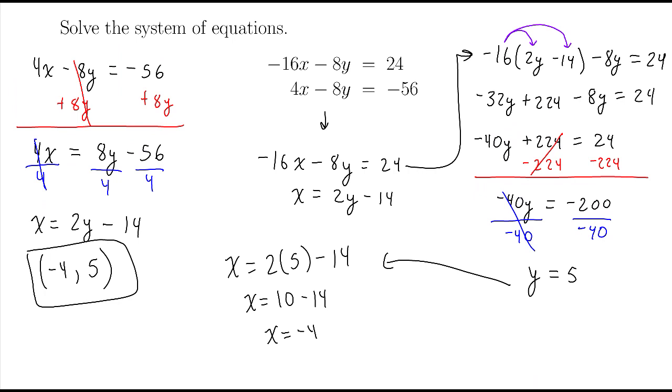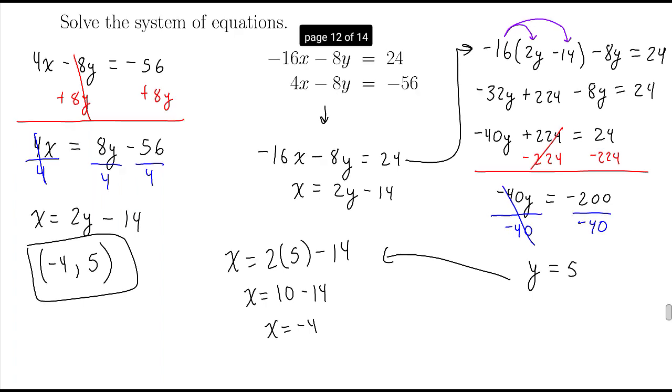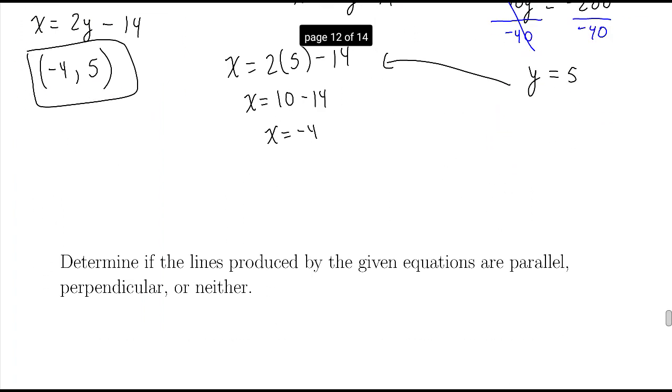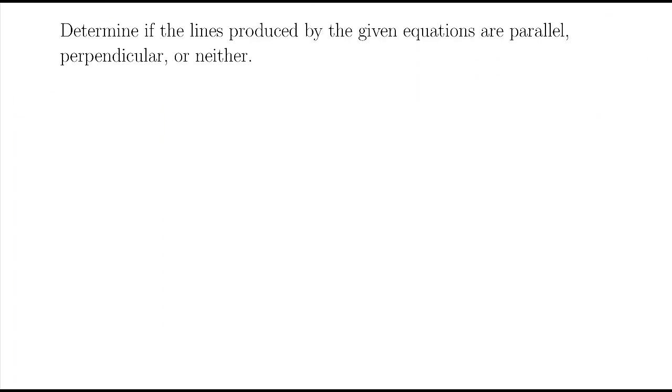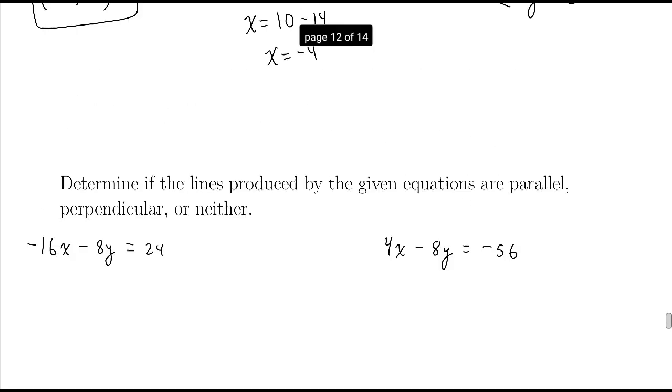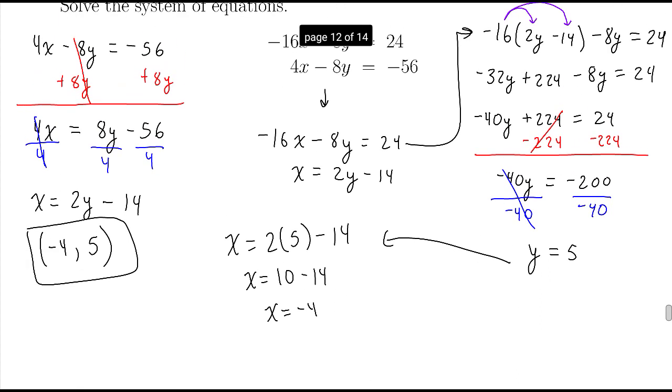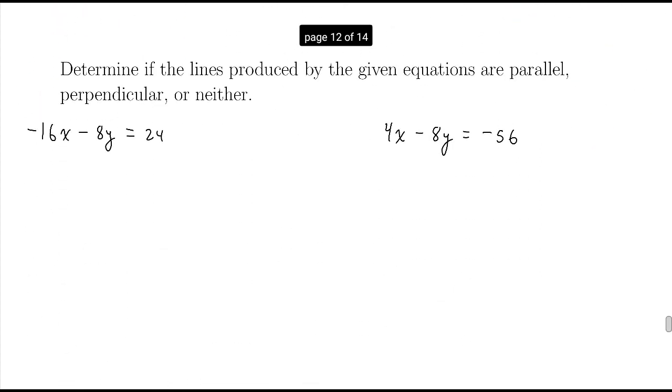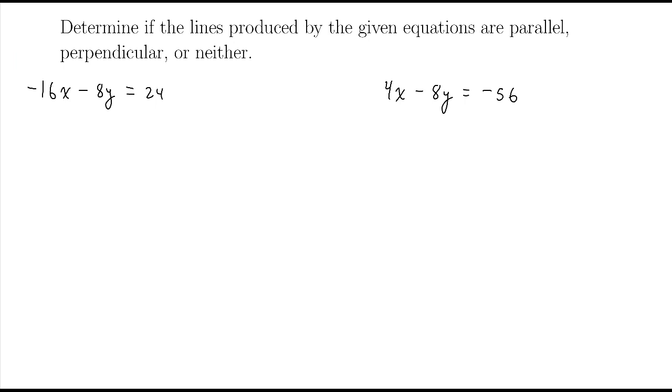I'm going to rewrite each equation, rearrange them, get y by themselves, so that way I can look at their slopes. Okay, so negative 16x minus 8y equals 24, and I think it is 4x minus 8y equals negative 56. Let me double check that. Yes, okay. So there are my two equations. Let's get y by itself for both of them.